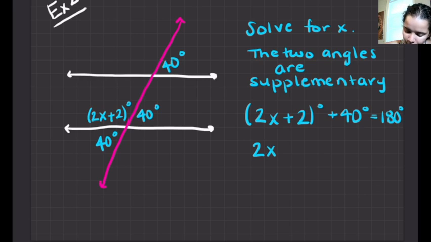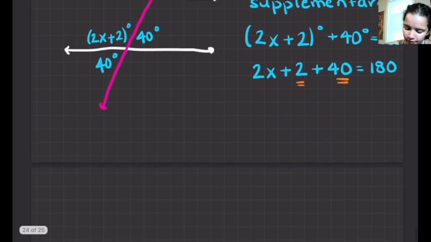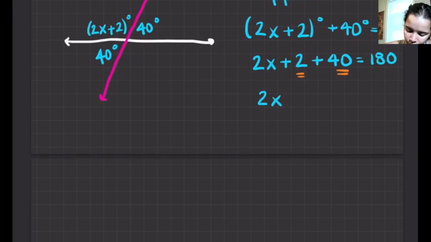So we have 2x. You can take the parentheses off at this point, and I'm just going to turn it into an algebraic equation. So 2x plus 2 plus 40 equals 180. Remember, when we have this, we're going to combine our like terms. So our like terms, these are our whole numbers here, 2 and 40. So if I combine those two, I have 2x plus 42 equals 180.